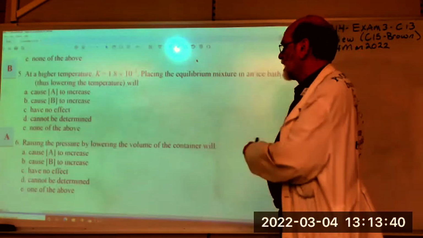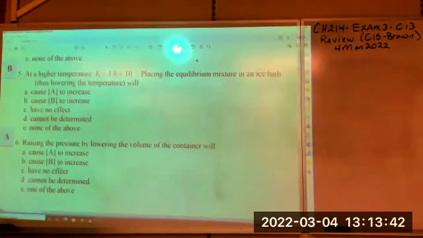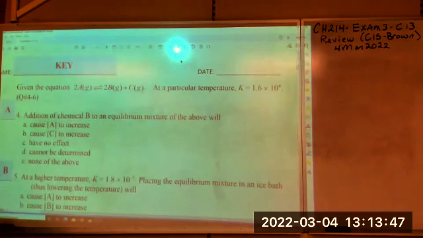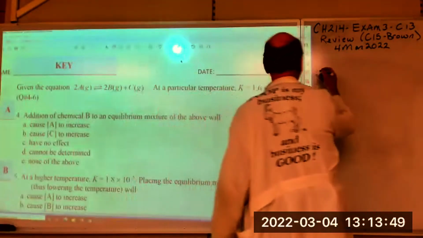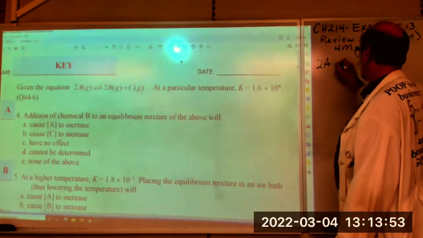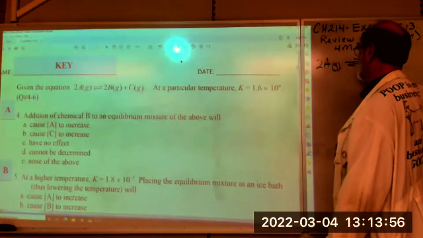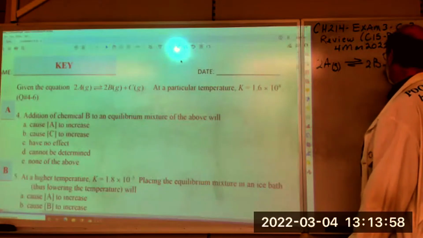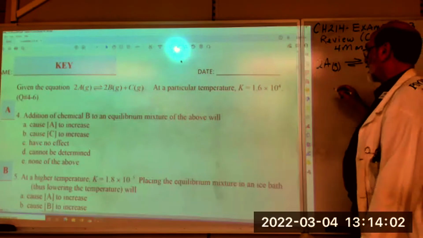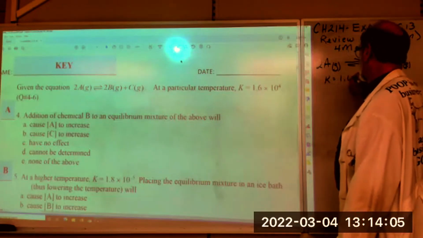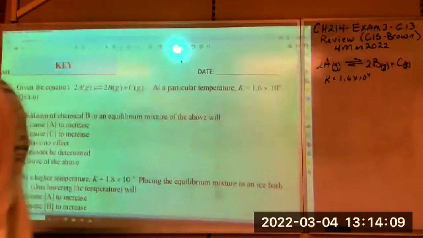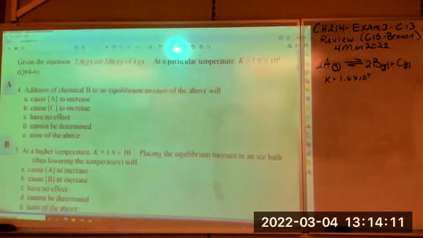these are all referencing that earlier equation. Hold on a second. So let me write the equation up here. 2A, it's a gas, that might be important, yields 2B, gas, plus C, gas. Okay, and the K equals 1.6 times 10 to the 4th. Okay, now we can scroll, pick up 5 and 6.